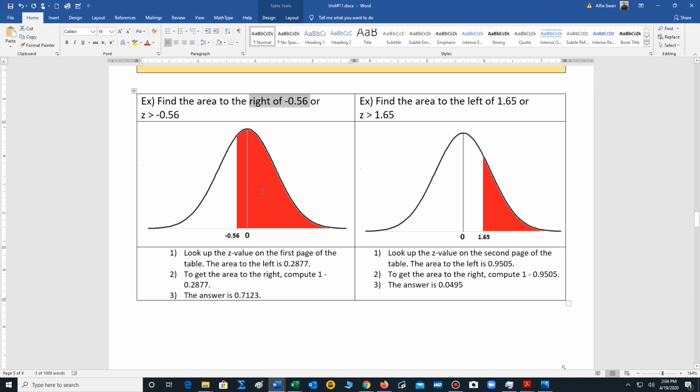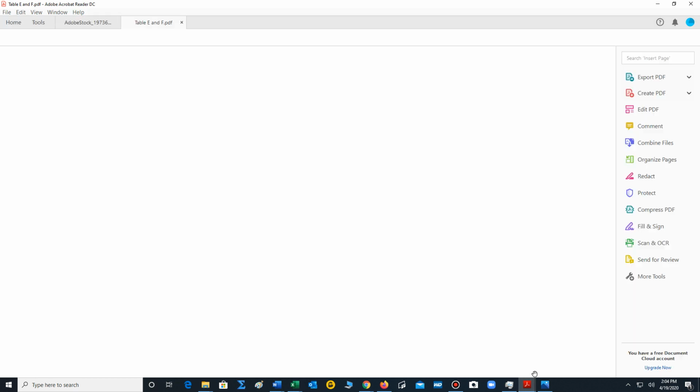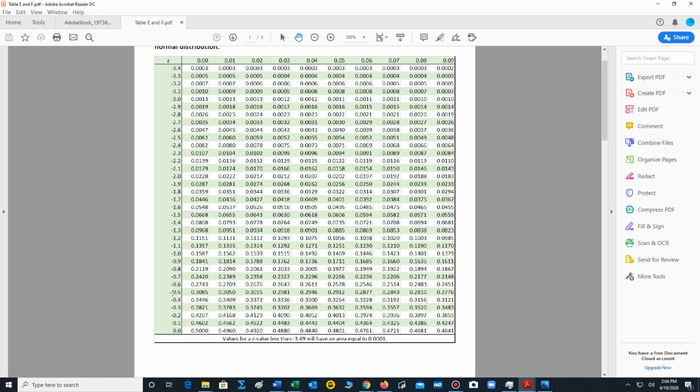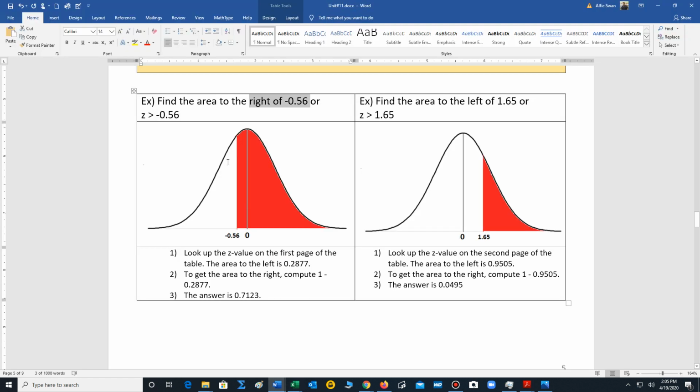That means the area to the right. So we look up negative 0.56. Let's look it up. Negative 0.5. So here's 0.5 down here, and you go across to your under 6 at the top. See, at the very top is 6. So negative 0.56 is 0.2877. That's going to be this white area, 0.2877. Then we subtract that from 1, and we get our answer, which is this red shaded area, 0.7123.